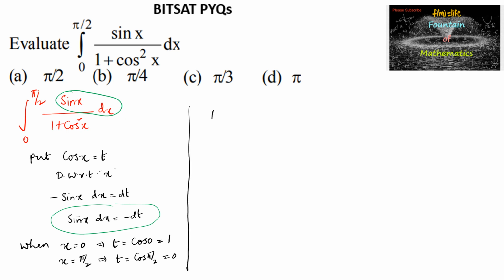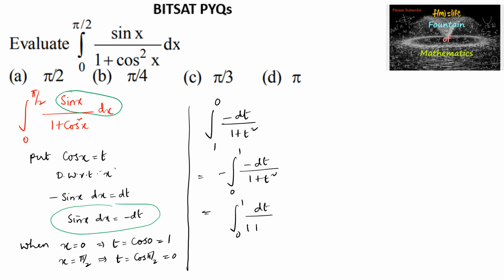So we can write the integral. When x is 0, we can say 1, and when x is pi by 2, it is 0. So 1 to 0, sin x dx is minus dt upon 1 plus t square. Let us change the limits. So instead of 1 to 0, we can write 0 to 1 by changing the sign. Negative of negative dt upon 1 plus t square from 0 to 1, or we can write integral 0 to 1 dt upon 1 plus t square.